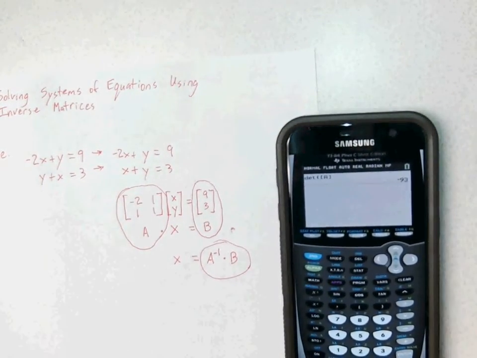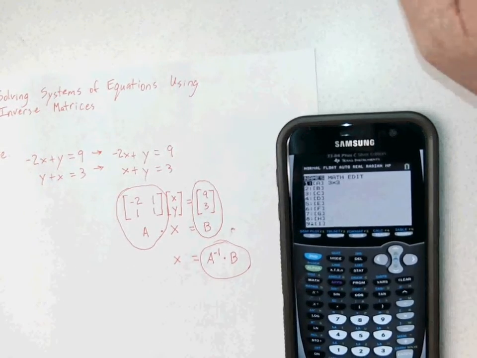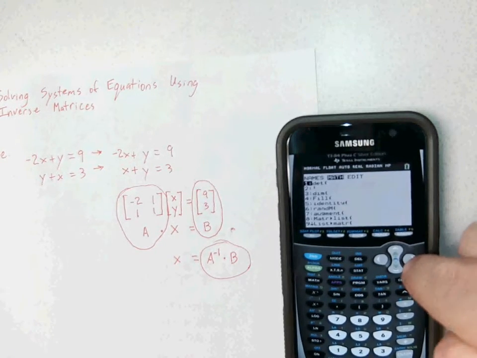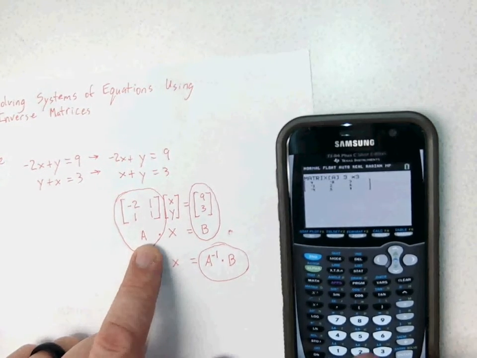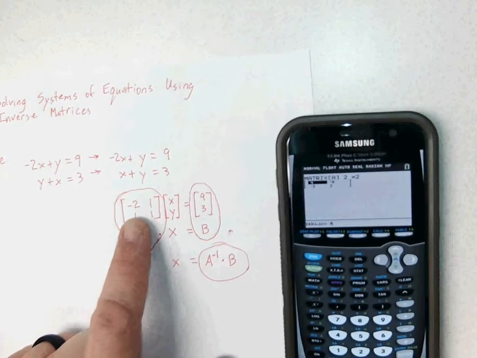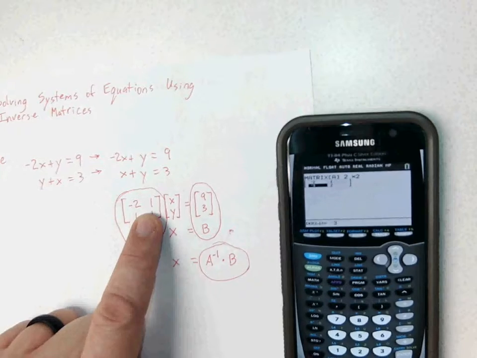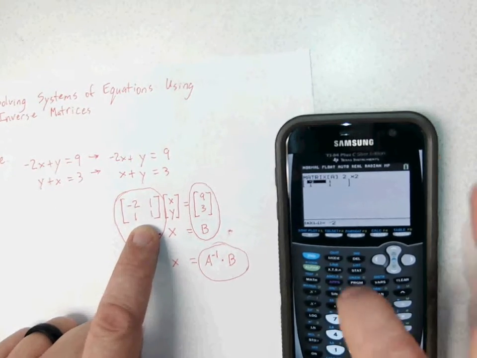And I'm going to go back to my matrix menu. We're going to go to the matrix menu a lot. Second matrix. I need to put it in the calculator, so I'm going to go over to edit. I know I already put a matrix A in there earlier. I'm going to replace it. I'm just going to hit enter. What dimensions do I want for this matrix A? I want 2 by 2. And then put your numbers in. The first row, -2, 1. Second row, 1, 1. And then quit. Second, quit.